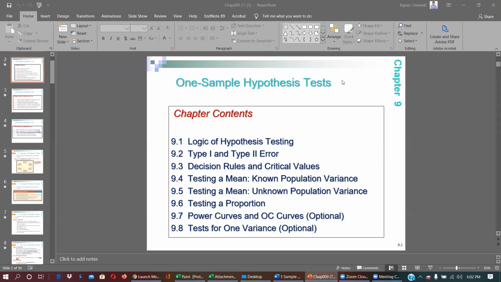So today we are going to talk about hypothesis testing. And remember, we are going to talk only about one sample hypothesis testing, which is chapter number 9 in our book. And what is hypothesis testing and how is it used in management and business decisions? The book content is already there.